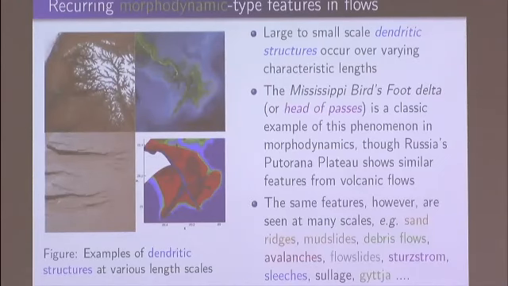And so the question is, how can we recover those types of features just by using a shallow water equation? The major features that we want to be able to get are sand ridges that you see near the coast, mudslides, debris flows, avalanches, flow slides, Sturzstrom, which is an exotic and really interesting type of driven flow, sediment flow, sleeches, and so forth.